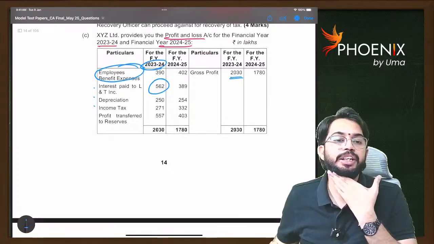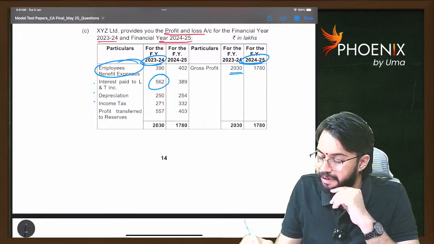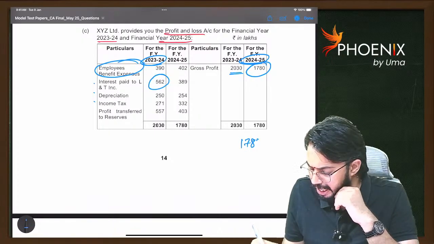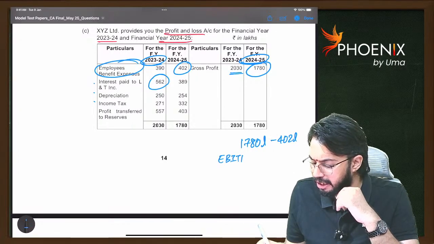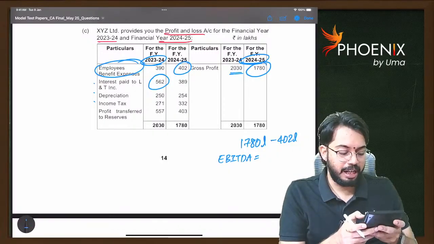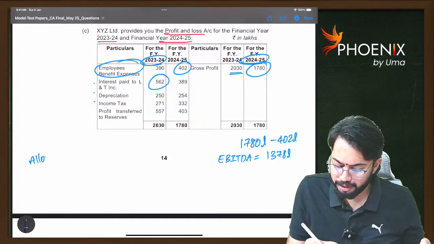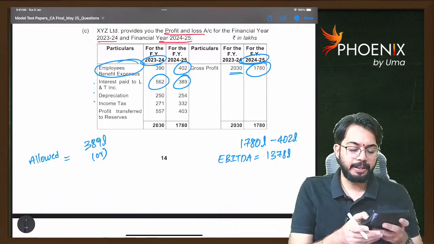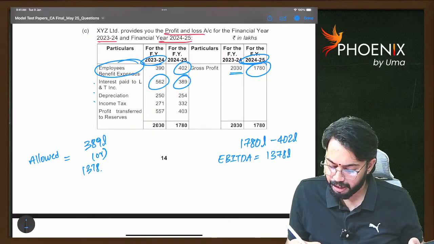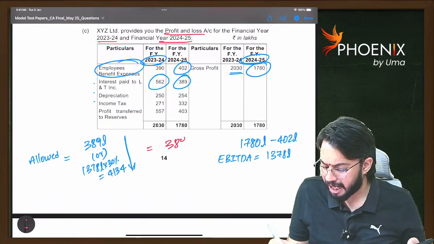Next, shall we do the same calculation for the next year 24-25? So in 24-25, 1780 lakhs minus employee benefit expenditure 402 lakhs. How much is earnings before interest, tax, depreciation and amortization? 1780 minus 402, 1378 lakhs. Now, how much is allowed? Allowed is equal to actual interest 389 lakhs or 30% of EBITDA, 1378 lakhs into 30%, which is 413.4 lakhs, whichever is lower. So total 389 lakhs is allowed as deduction.